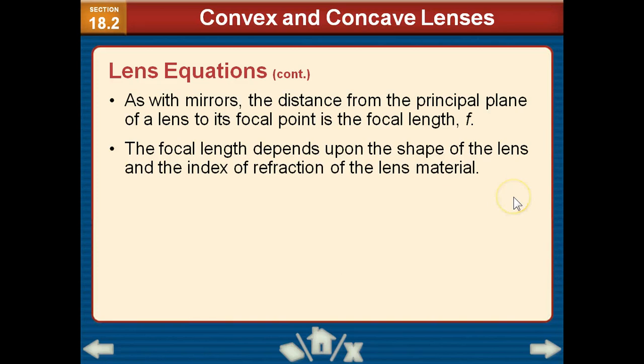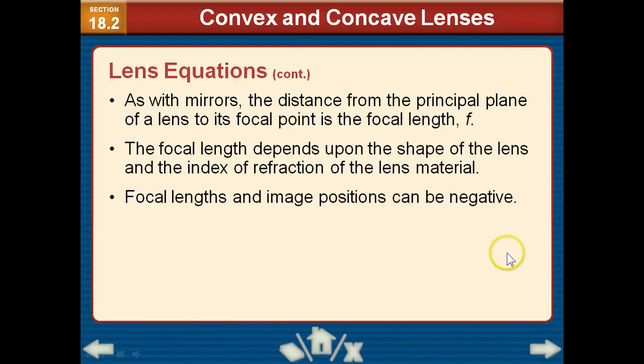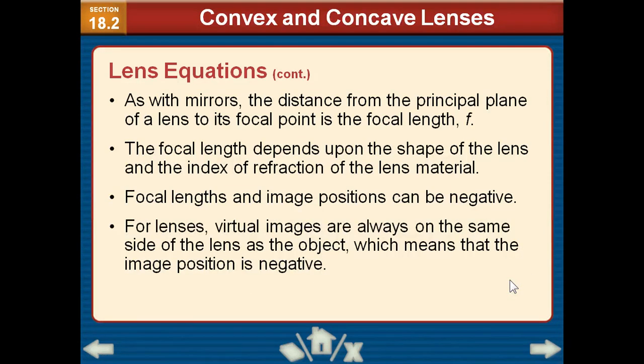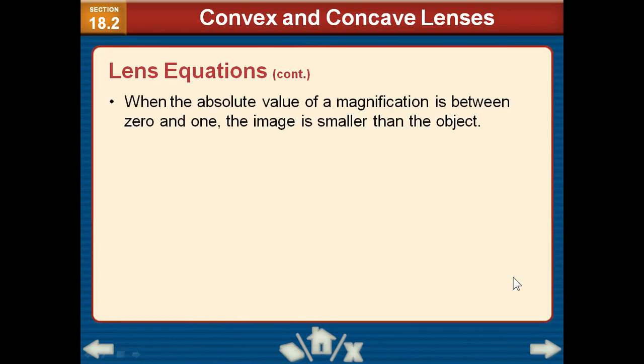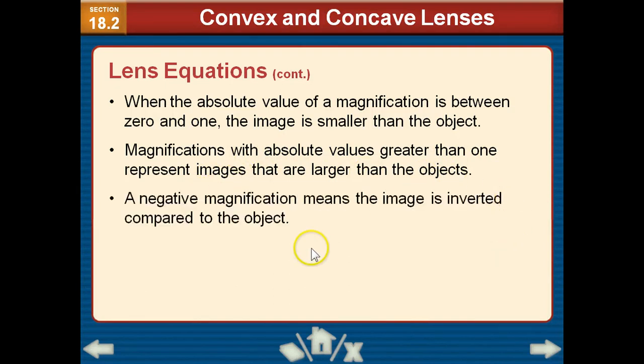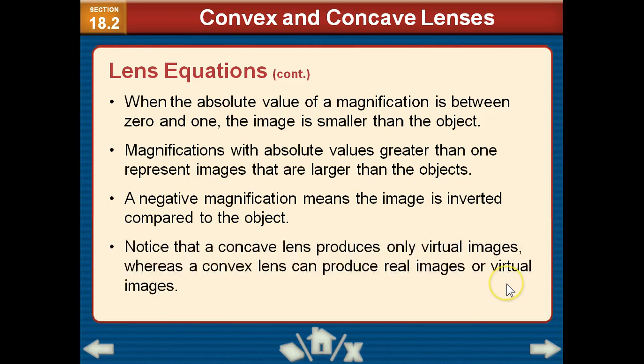The focal length depends on the shape of the lens and the index of refraction of the material. The focal length and the image positions can be negative. For lenses, virtual images are always on the same side as the object. Real images are on the other side from the object. For virtual images, the convention is that we say the distance is negative. Okay, so an absolute value of magnification between 1 and 0 means the image is smaller. Magnification with an absolute value greater than 1 means the image is larger. And negative magnification simply means that the image is inverted compared to the object.